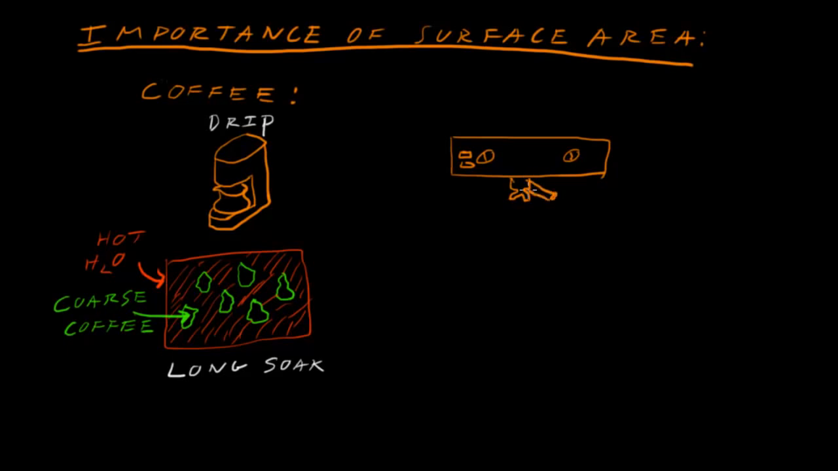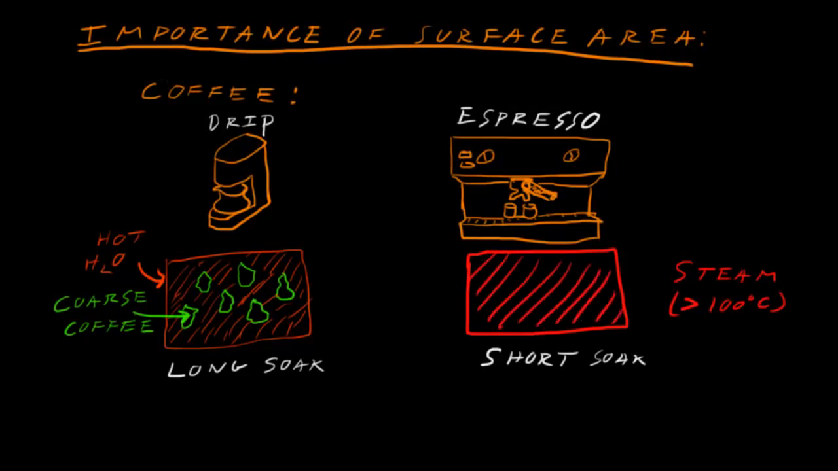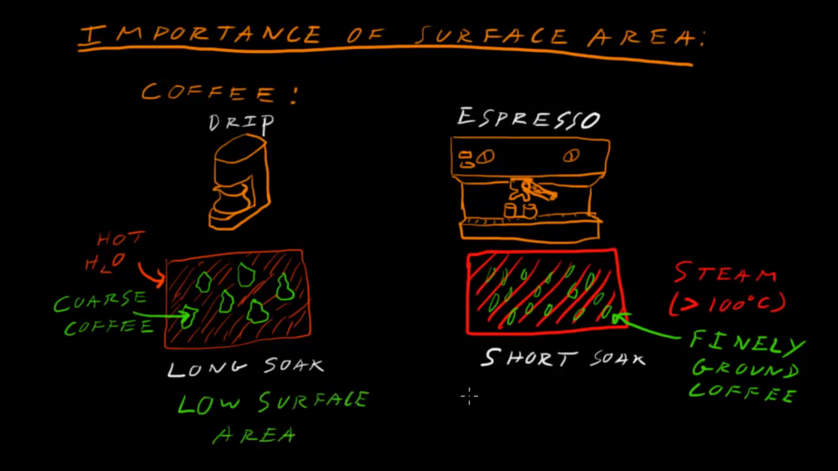An espresso machine, however, uses steam. So the water is really, really hot. It's above 100 degrees Celsius. And it's forced in there for a very short soak, maybe like 30 seconds. So how do we make sure we get all of the flavor out of our coffee even though it's only going to be exposed for such a short amount of time? We make it smaller. We grind the coffee beans into a much finer powder, finely ground coffee, and that allows us to get all the flavor out in a shorter amount of time.